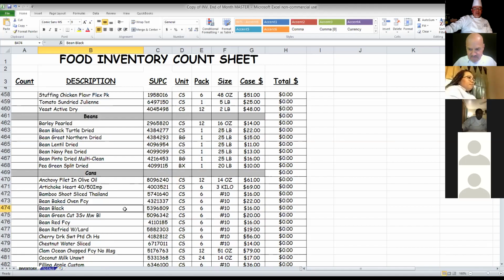Yeah, that's an older inventory. So yeah, I'm looking at that one too. That's row 474. It says black beans, six 10 pound case, $16. That's a little bit older inventory. So go for the ones I just gave you, at 3 cents an ounce. If you don't have that one, I'll send it to you right now.